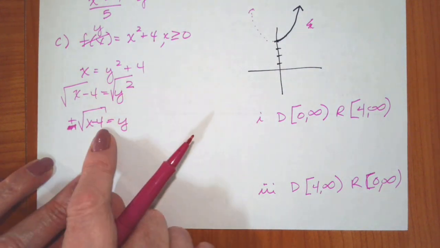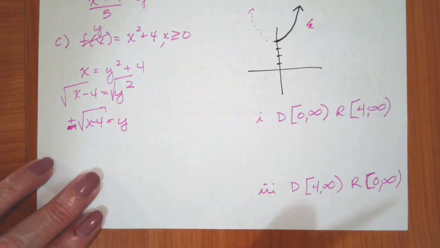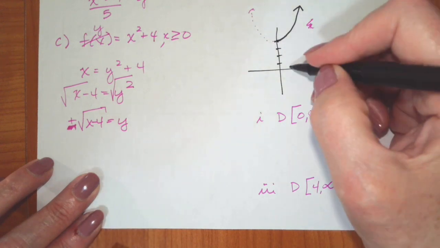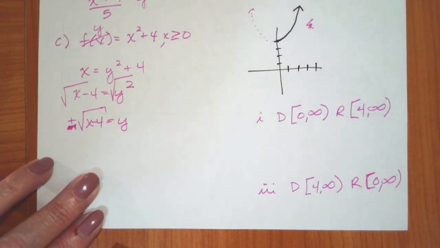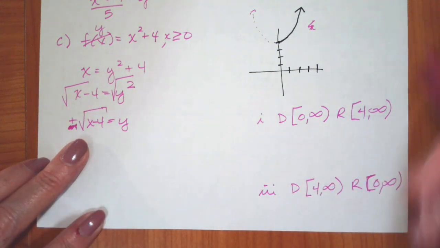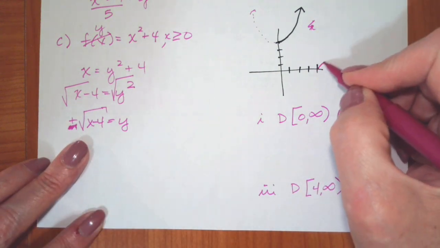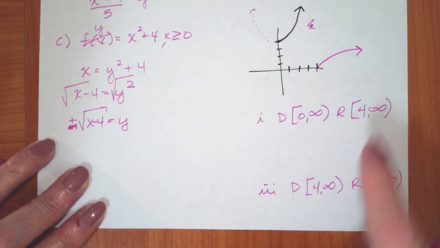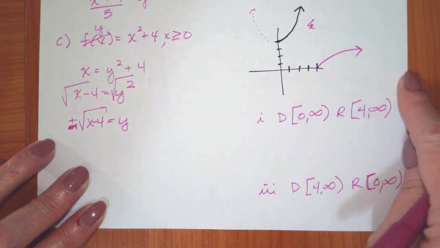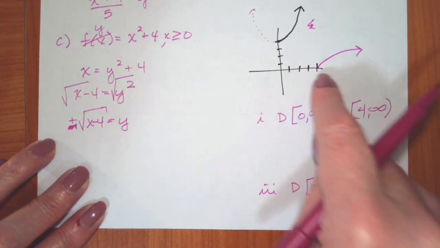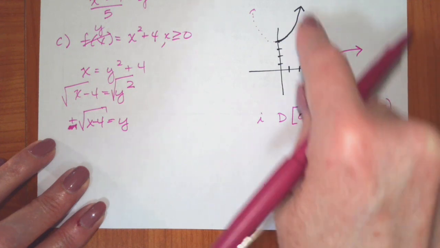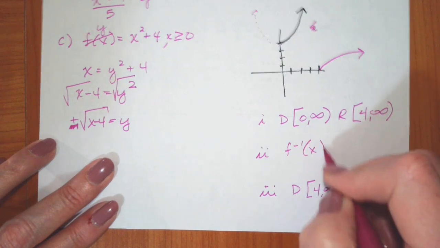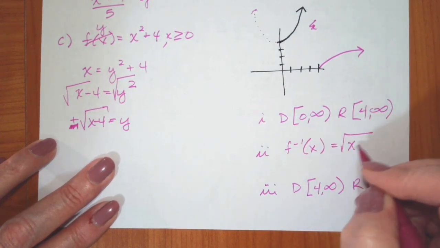All right, now I think about the graph of this. If I know what the graph of a square root function is, then this is really going to make sense. This is the square root function that has been moved to the right 4 units, which means it looks something like that. And lo and behold, this function has a domain of 4 to infinity and a range of 0 to infinity. So my f inverse is the square root of x minus 4.